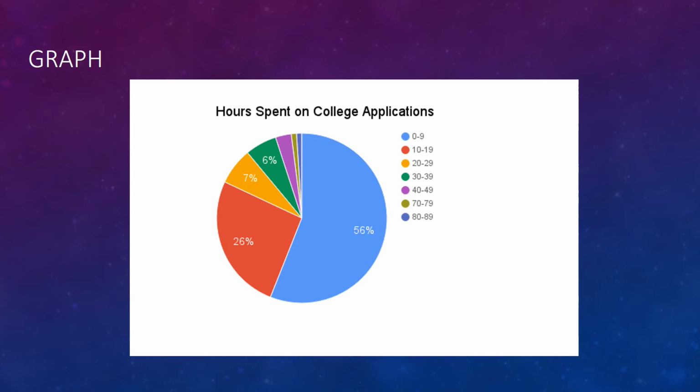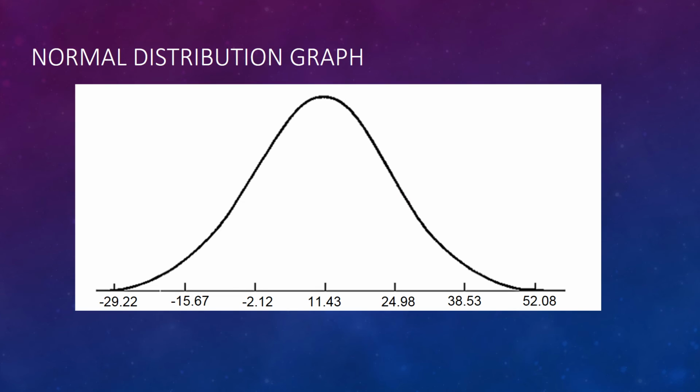So this pie chart is an appropriate graphical representation of our data on the hours spent on college applications. As you can see, it is split up in intervals of 10. And the data shows that far more people spent less time on college applications than people who spent a lot of time on them.